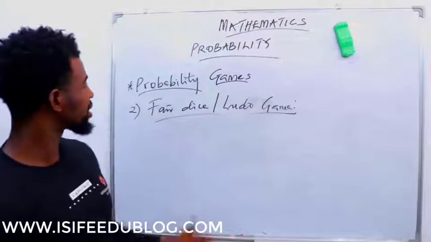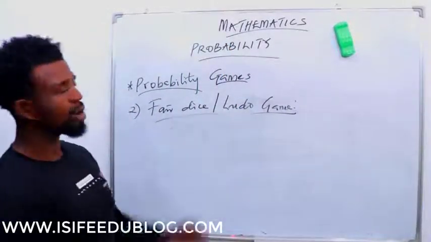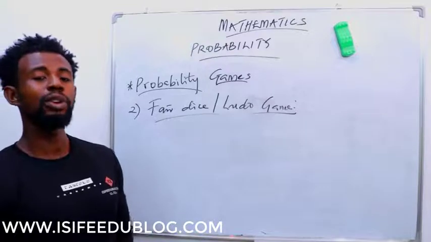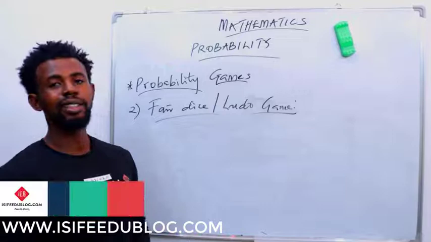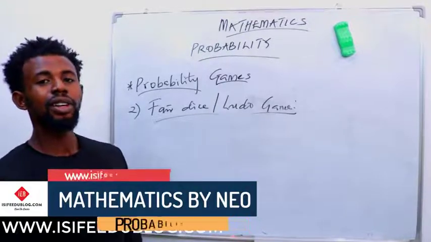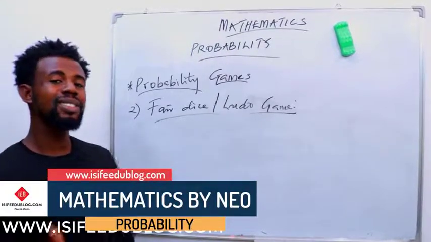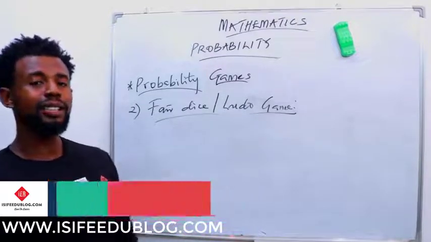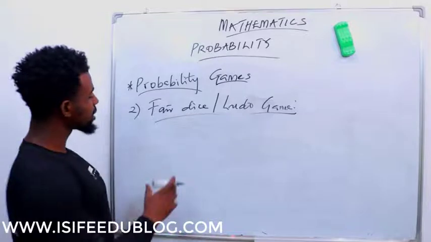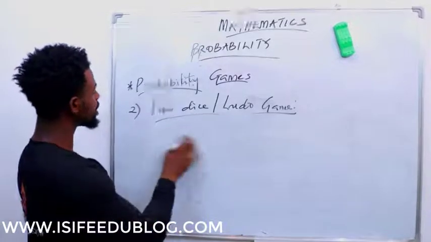Alright, so our next game is our fair dice or our Ludo game. And I believe you all know what a fair dice or a Ludo game is. Now, our fair dice, each cube contains 6 faces. And the 6 faces contain numbers.